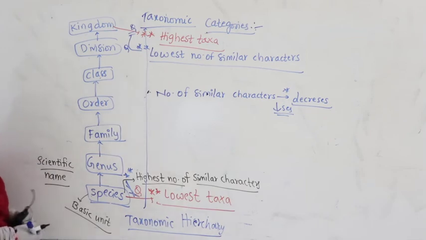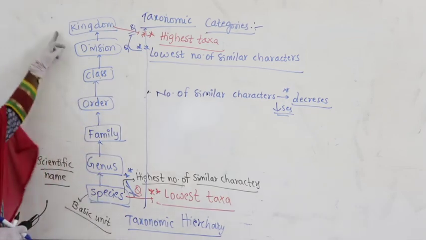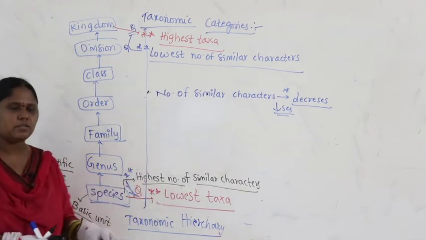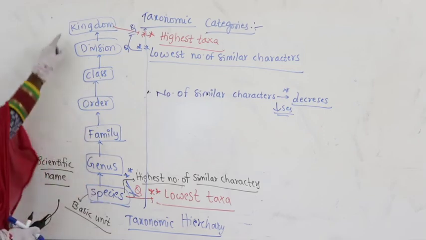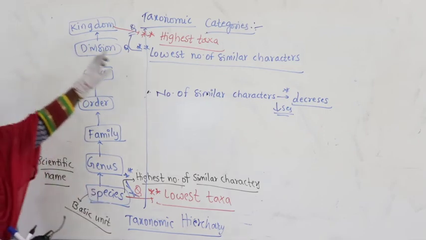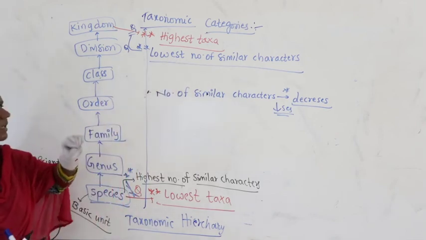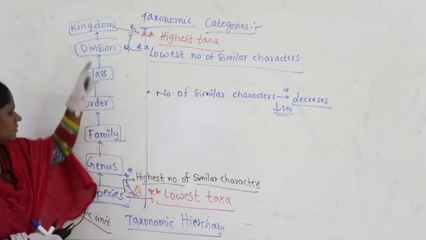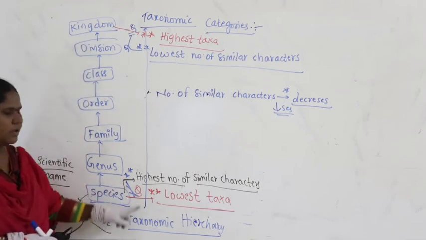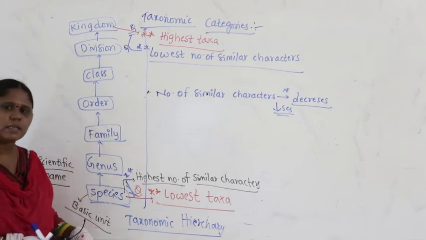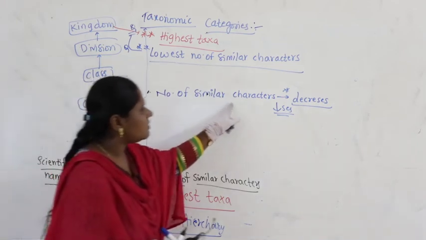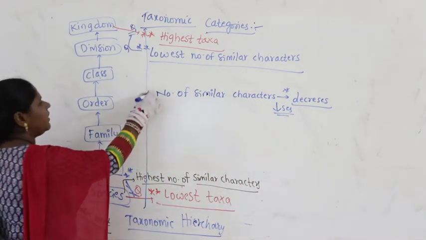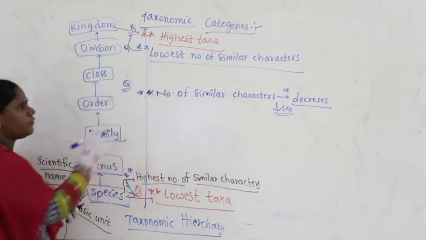Meaning what here? As you move from species to kingdom, you are moving from species, where it shows the highest number of similar characters, to kingdom, where the number of similar characters becomes very less. That means when you go in ascending order, small to big, smaller one is species, bigger one is kingdom, the number of similar characters decreases. Very carefully you have to look for the statement in the question.